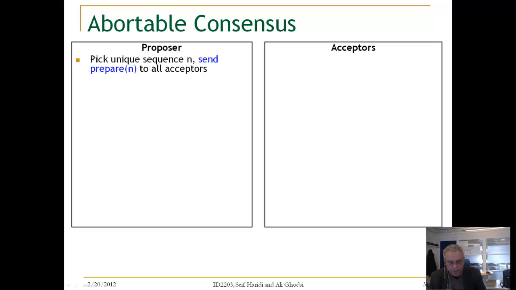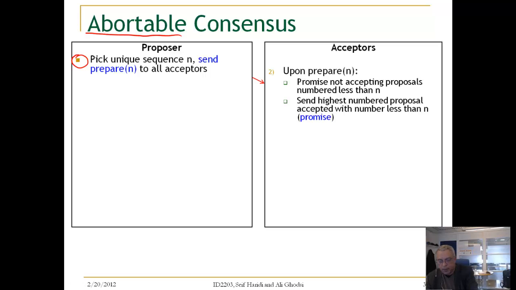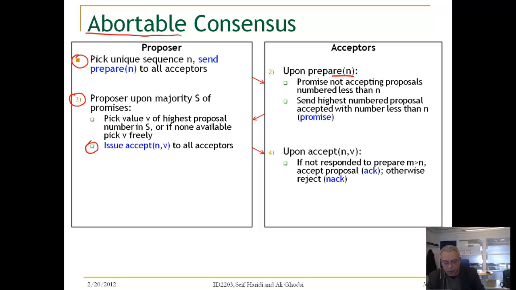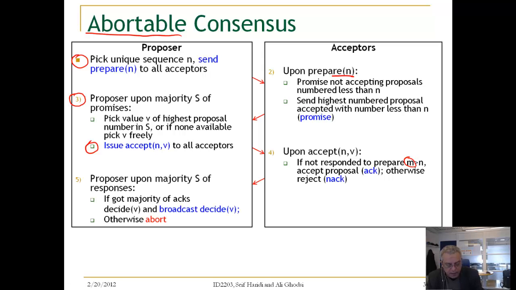As a reminder, here is our algorithm. We call it Abortable Consensus. A proposer picks a unique sequence number and sends a prepare message to all acceptors. The acceptor, upon receiving prepare n, promises not to accept any proposal less than n, and sends the highest numbered proposal accepted so far. Then, when a proposer receives a majority of promises, it picks the highest value, if any, or it picks a free value and issues an accept, as we know. An accept will go to the acceptors, and if the acceptor did not respond to a proposal greater than n, like in this case m greater than n, then it will acknowledge this.